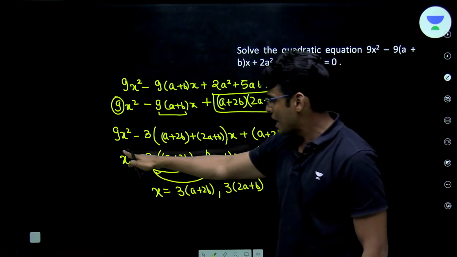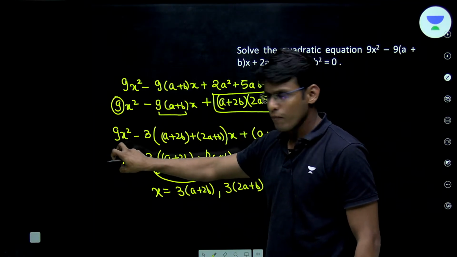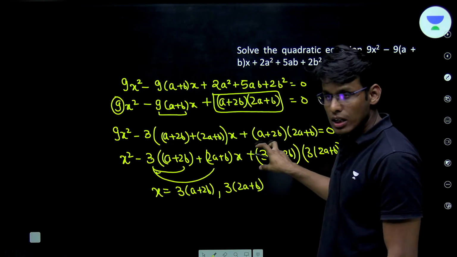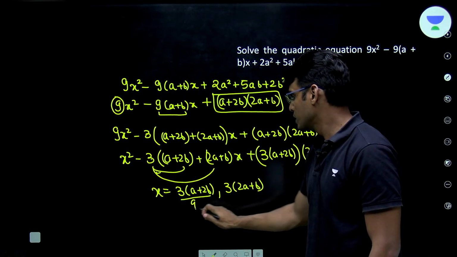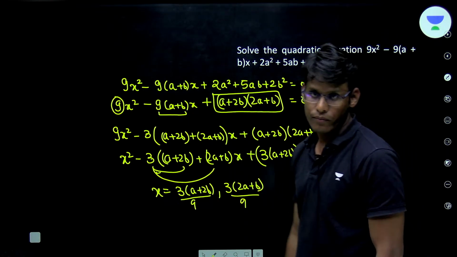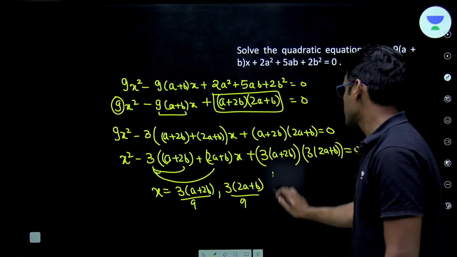But remember what we had done. When you are taking 9 from here and plugging 9 here, then you have to divide both the roots by 9. This is what we did in the last lecture.